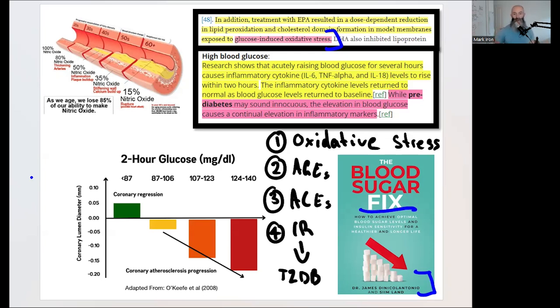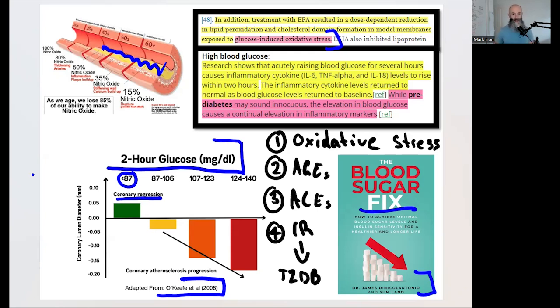But inside that book, he talked about a study adapted from O'Keefe et al., 2008, and many more studies, my friends, have been replicated like this. So this is the test, right? You see this graph? This is a 2-hour postprandial glucose load. So after 2 hours, if your blood sugar comes down below 87, it's a coronary regression in plaque in your arteries. Isn't that amazing? And once it's above that, and remember the system says the 100's okay, and I've even seen 110, you know, you're filling up the plaque in your arteries here, right?